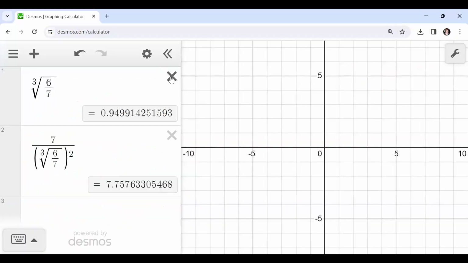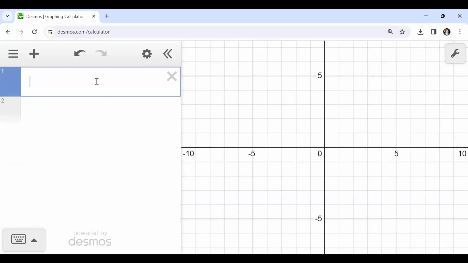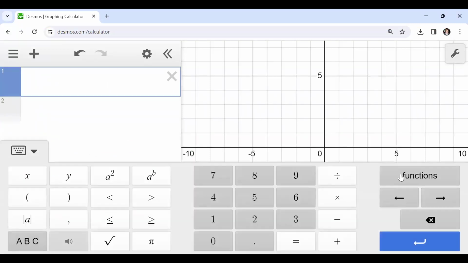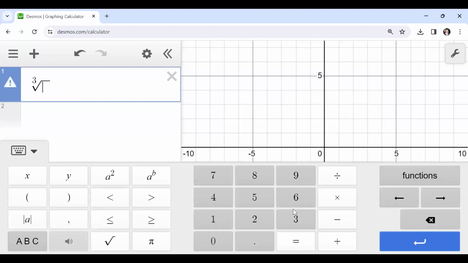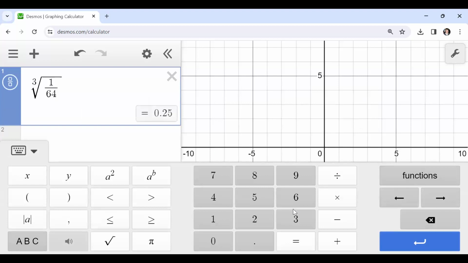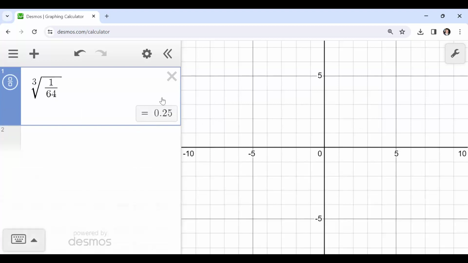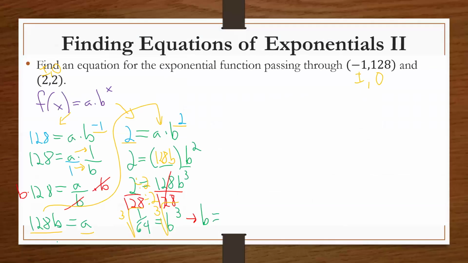So let me clear this stuff out. So here we're doing the cube root of 1 over 64. And in this case, this comes out as a nice solid decimal, 0.25. That actually looks familiar to me. So I'm going to hit the fraction button, and I see that that's the same as 1/4. So we know now that the value of b from our equation here will be equal to 1/4.